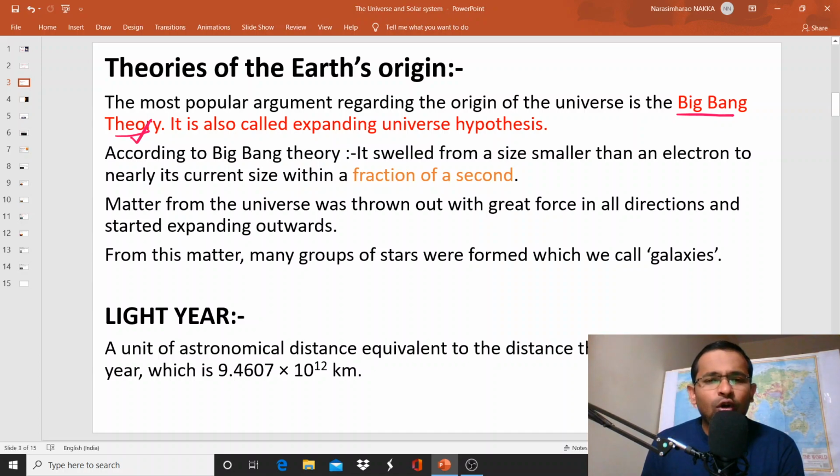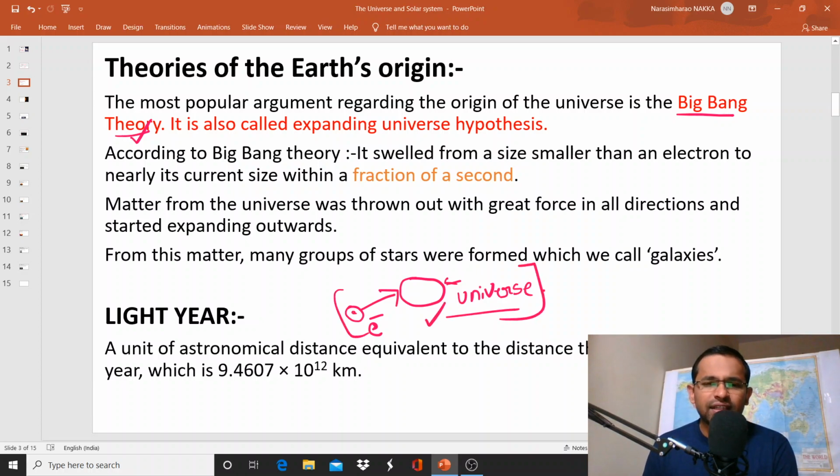See, basically, according to this theory, the whole universe is formed from a small tiny matter. This theory says that due to a huge explosion of this small tiny particle, which is smaller than the size of an electron, the small tiny particle is transformed into a huge mass, which is known as the universe. I think you understood the Big Bang theory.